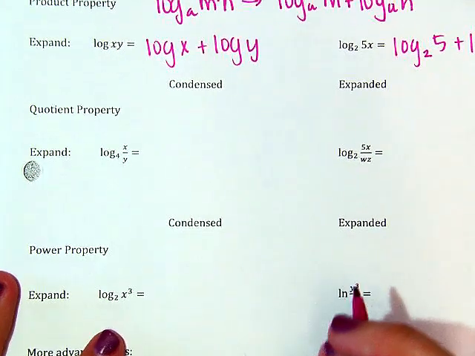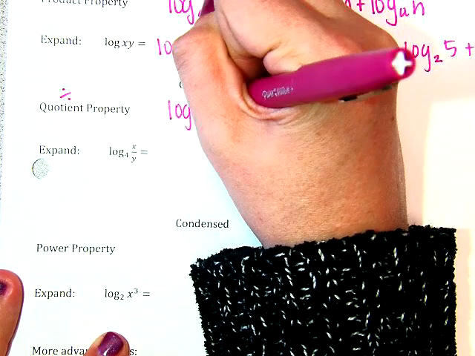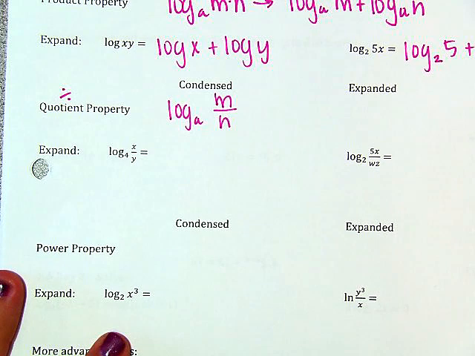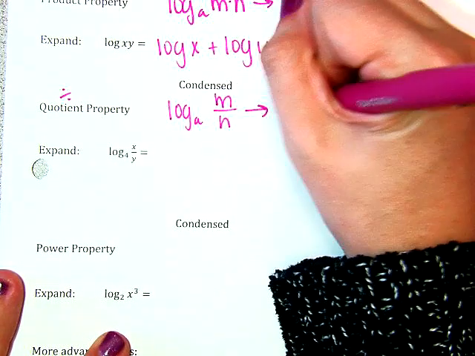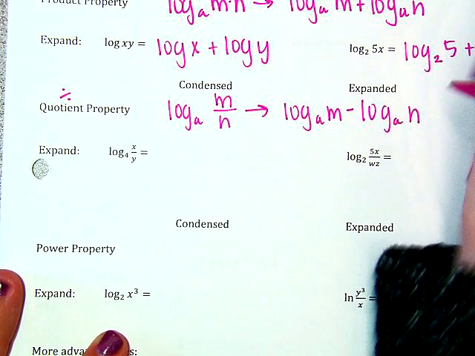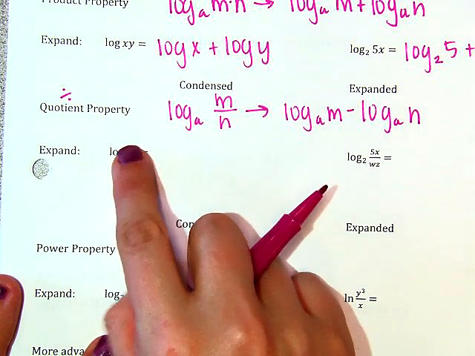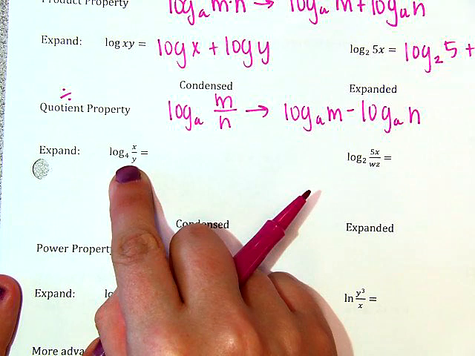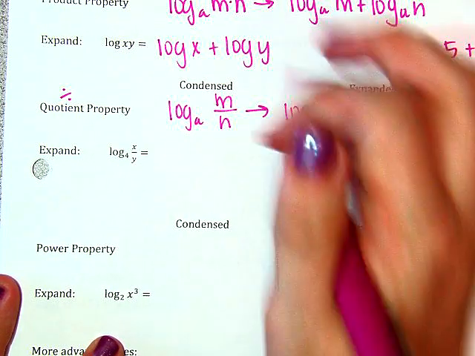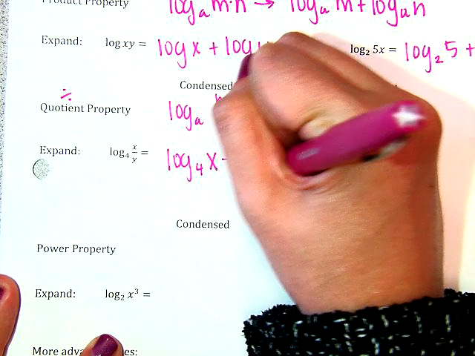Quotient property. Quotient property is dividing. So if I have log base a of m over n, it turns into subtraction. So log base a of m minus log base a of n. It just turns into subtracting. So like this one, we're going to have x over y, so the y part becomes negative. So log base 4 of x minus log base 4 of y.